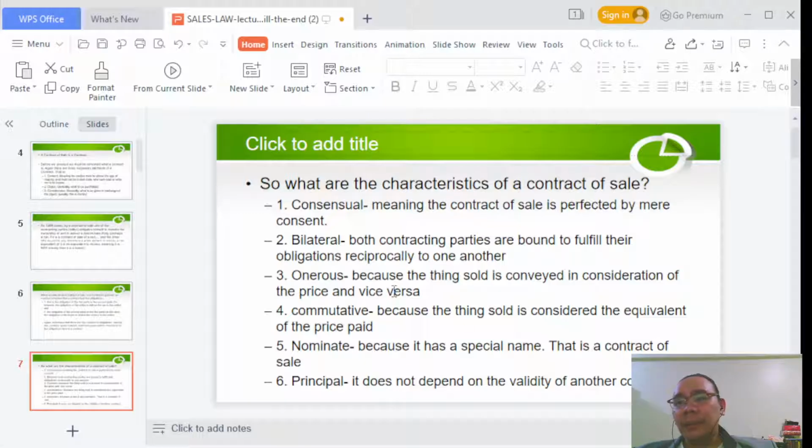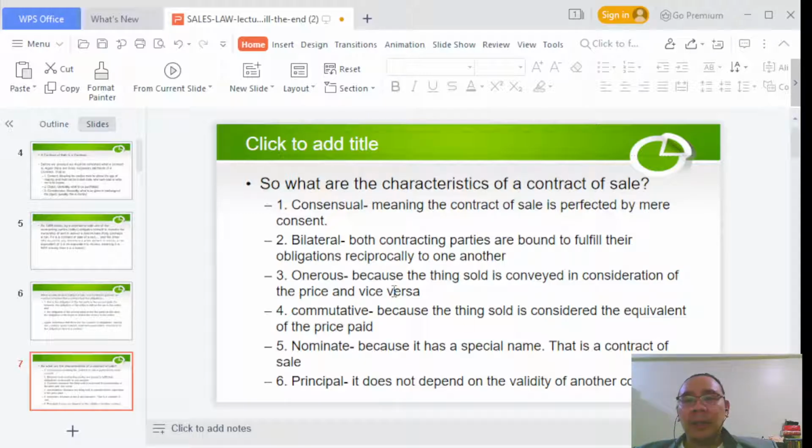So, number 6, principal. It does not depend on the validity of another contract. Ang opposite ng principal is an accessory contract. So, ang pinakamagandang example ng accessory contract ay isang contract of mortgage. Ang isang contract of mortgage nag-i-exist lamang kapag ito ay nakasabit sa principal contract niya, which is a contract of loan. Okay, so kung hindi kayo familiar dyan, explain ko lang napakabilis.